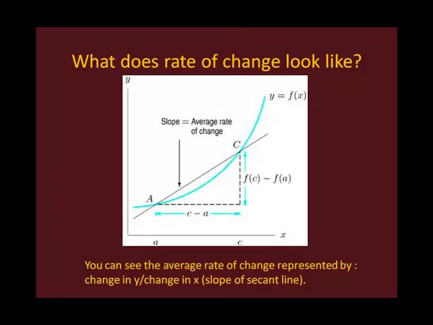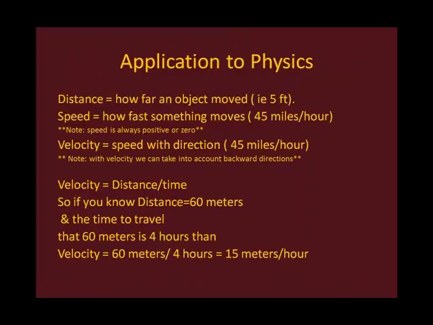This often gets applied to physics, so we'll look at the application that it has. So in physics, distance is defined to be how far an object moved. For example, 5 feet, could be 5 meters, could be 10 kilometers. It's just the distance of how far something is moved. Speed in physics is how fast something moves. So for example, 45 miles per hour. Speed is always going to be positive or 0.